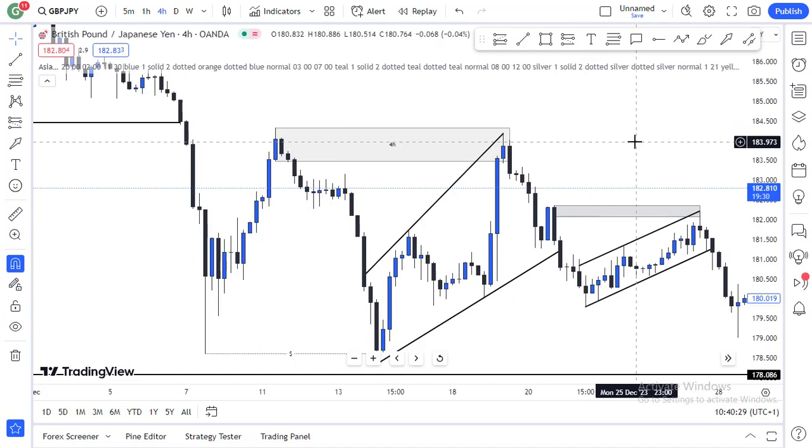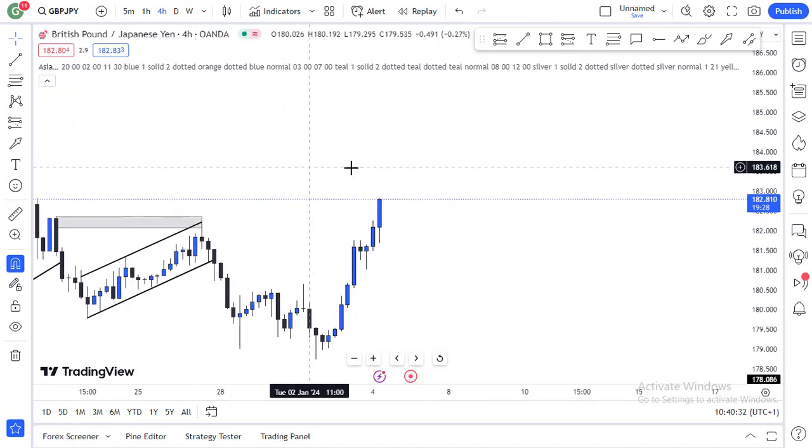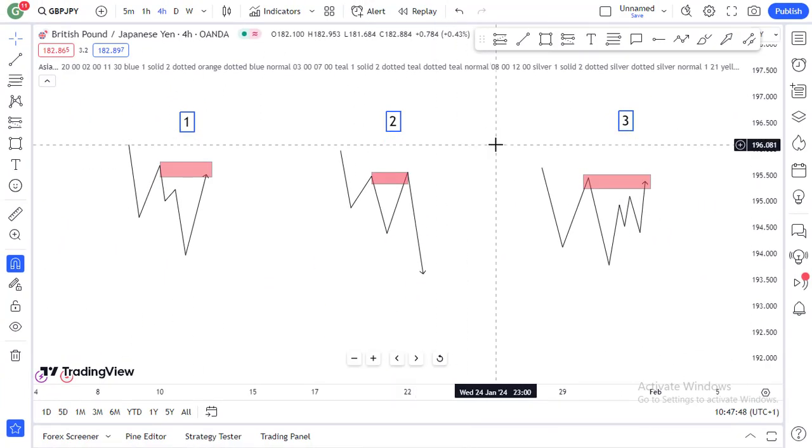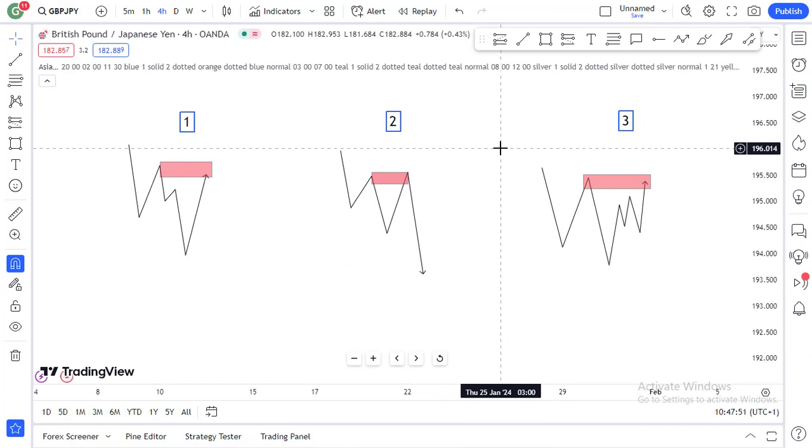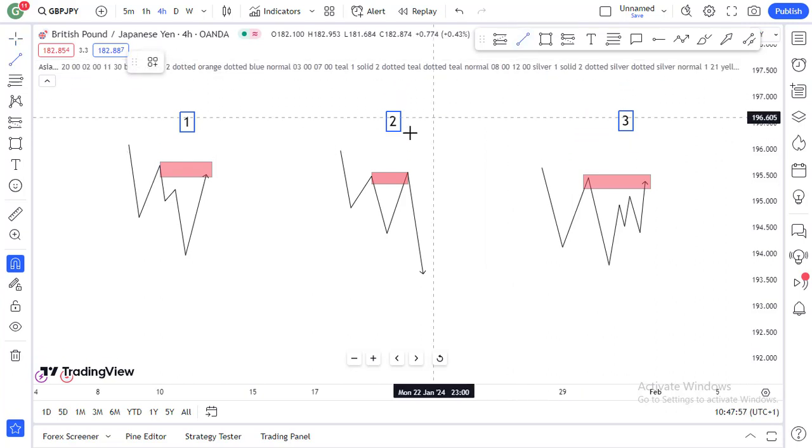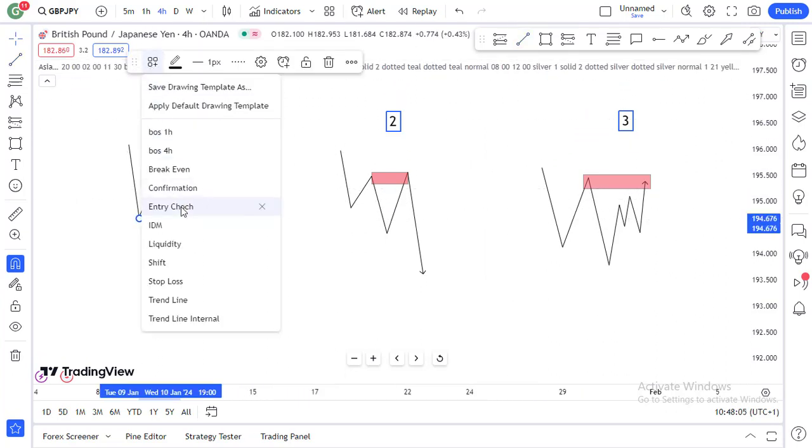Before I take you to the chart and show you exactly what this means, let me show you a quick diagram. Alright guys, so these are examples and I'm going to show you exactly how to spot these three different liquidity models on the charts. Okay, so this is the first example right here. Number one, this is my 4-hour time frame.